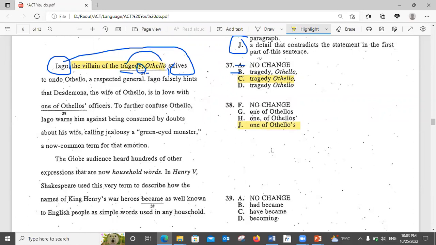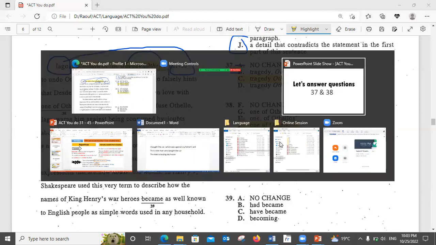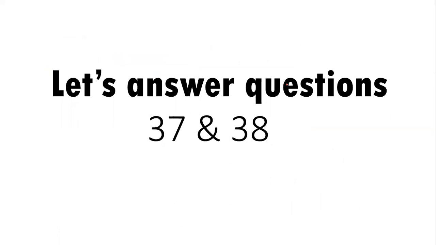Okay, so it's neither. It's not F because Othello is not a plural word. It's not G because I need an apostrophe here. It's not H because of two reasons. We don't use a comma before the preposition, as we said before. We don't use S apostrophe with singular nouns. That's why the correct answer is J. Okay, and we're done with 37 and 38.